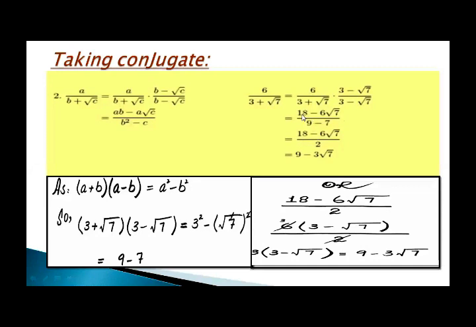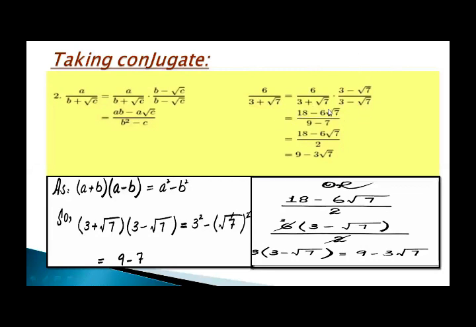Then in the same way, numerator multiplied by numerator, denominator multiplied by denominator. You can see 6 will be multiplied by 3. Okay, 6 threes are 18. Plus minus, minus, and 6 multiplied by root 7 will be as it is, 6 root 7.